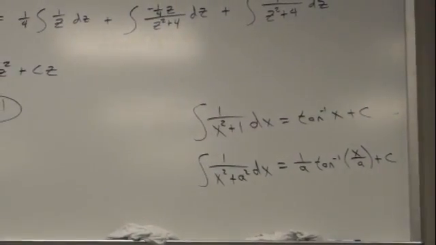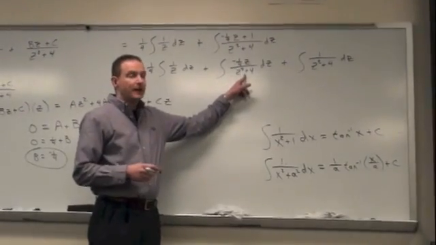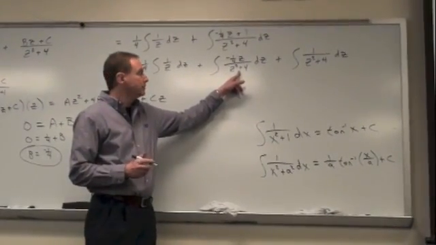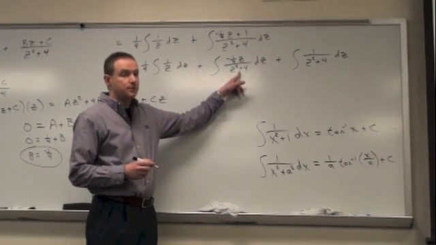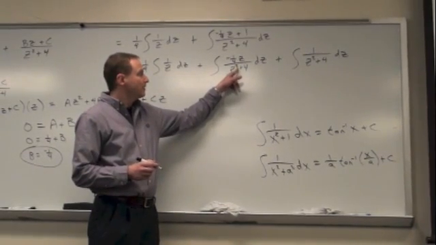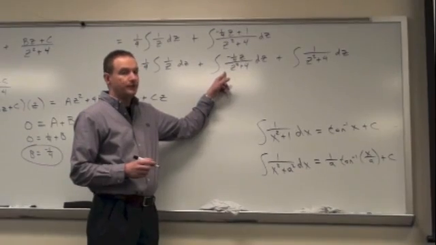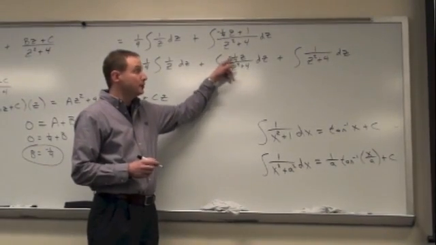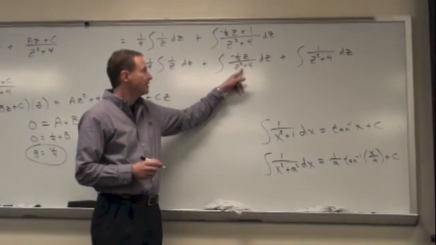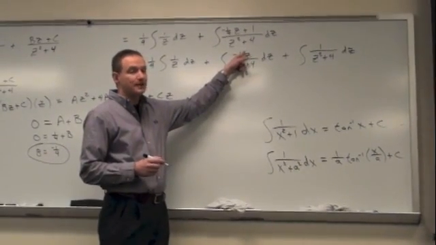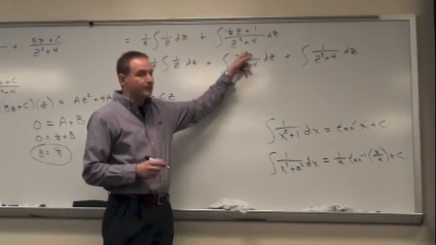So, I need to look into this problem. This second one, I'm going to use a u substitution. I need the numerator to be the derivative of the denominator. So I need to see a 2z up there. I'm going to force a 2z.